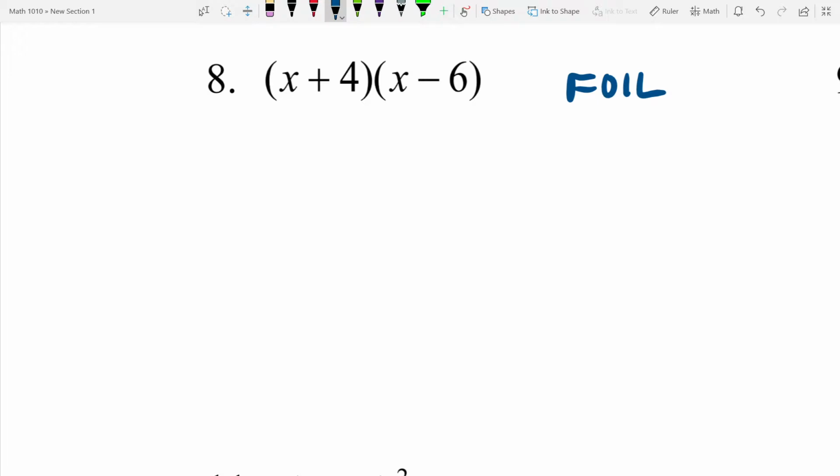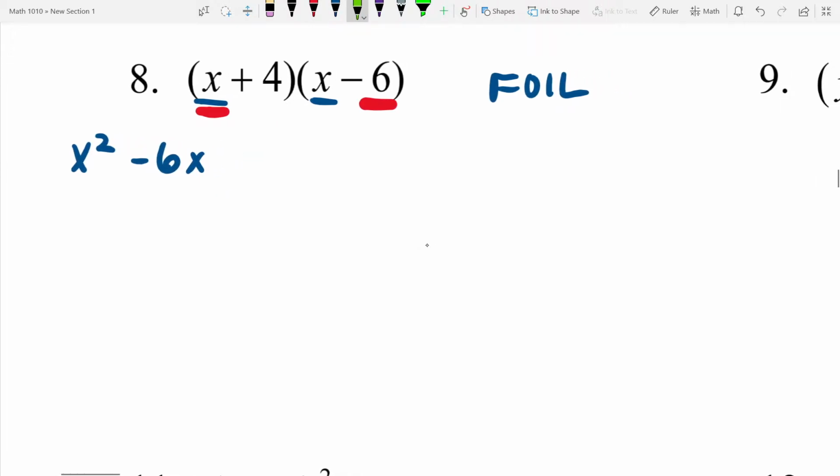Okay, so FOIL means first. So it's this times this. So you go x times x is x squared. Outside means this, guys. X times -6. The 2 things on the very outside. That's a -6x. Inside means this. The 2 things on the inside. So 4 times x is 4x. And then last is here. It's 4 times -6, which gives you a -24.